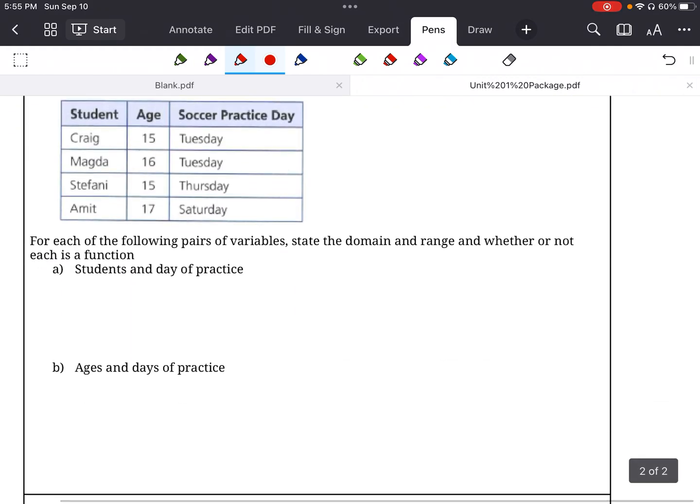Okay, what if we're given a table of information? So we have 4 students here, Craig, Magda, Stephanie, and Amit. The ages are 15, 16, 15, 17, and they practice soccer Tuesday, Thursday, Saturday. For each of the following pairs of variables, state the domain and range, and whether or not each is listed as a function.